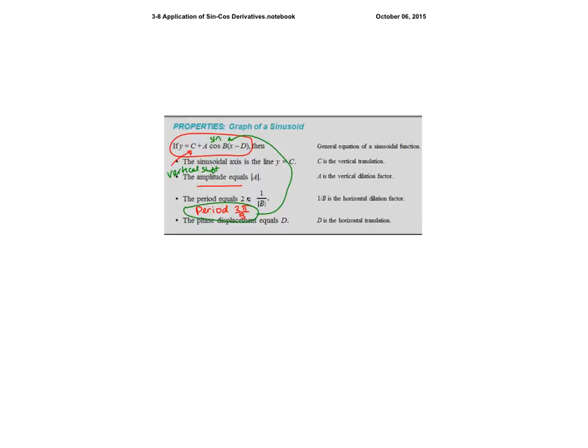Here's some graph properties to know. So go ahead and take notes, but I'm going to talk about them real quick. Let's say we have a standard function like this, and this could be a sine or a cosine, which is why you see a sine above the cosine. What does each one of these represent? When it comes to the C, it tells you where the graph is going to start out of.